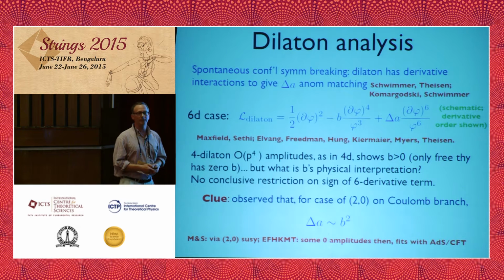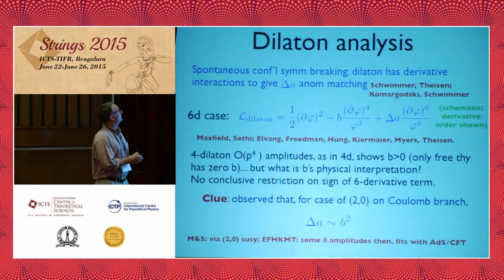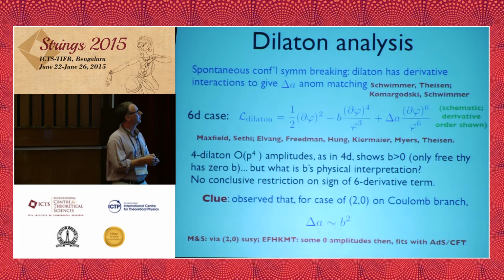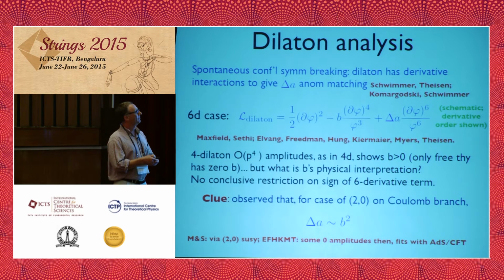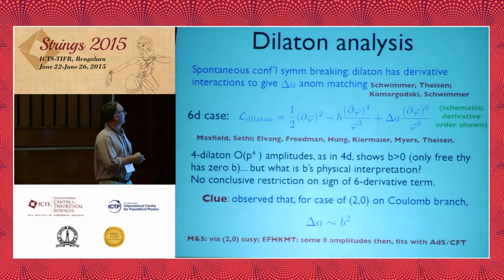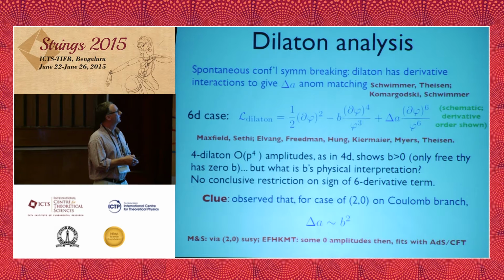Okay, so just to briefly review the dilaton analysis. When we spontaneously break conformal symmetry, the dilaton has derivative interactions that give the change in A by anomaly matching, as was first pointed out by Schwimmer and Theisen and extended by Komargodski and Schwimmer. In the six-dimensional case, the dilaton effective action looks roughly like this. There's a kinetic term for the dilaton, this is the dilaton field. There's a four-derivative term with some coefficient B, and then there's a six-derivative term whose coefficient is delta A. Here I'm being a little bit schematic with the derivatives. The way that they actually are is more complicated, but the important point is that this is a six-derivative term with six dilatons. This was explored by Elvang, Freedman, Hung, Kiermaier, Myers, and Theisen, and by Maxfield and Sethi.